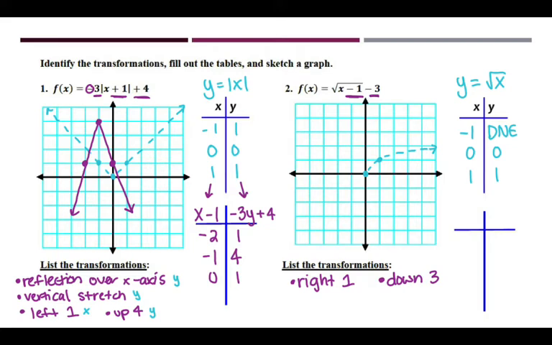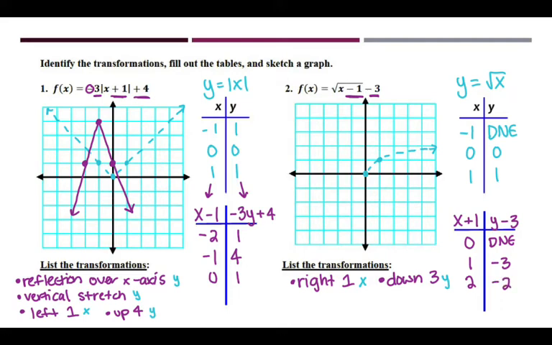Okay. So moving to the right is a horizontal movement, that's going to adjust our x's, and moving down is a vertical movement, so that's going to adjust my y's. So all of my x's, I'm moving to the right 1, so I need to add 1 to them. And for my y's, I am moving down 3, so I need to subtract 3 from them. So for my x's, -1 plus 1 is 0, 0 plus 1 is 1, 1 plus 1 is 2. For my y's, well, that does not exist, it's still not going to exist over here. 0 minus 3 is -3, and 1 minus 3 is -2.